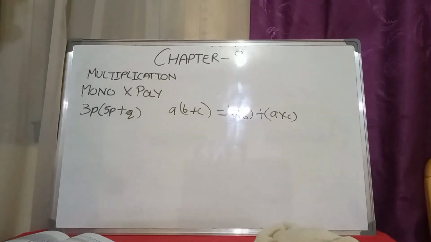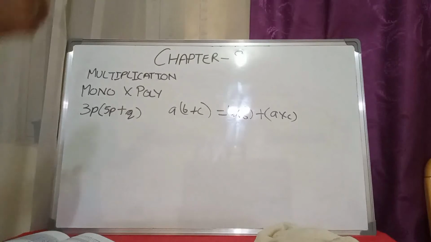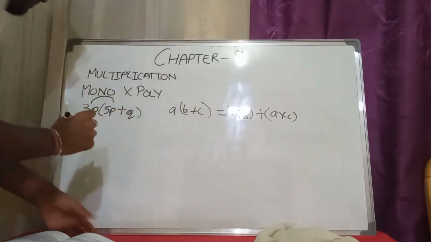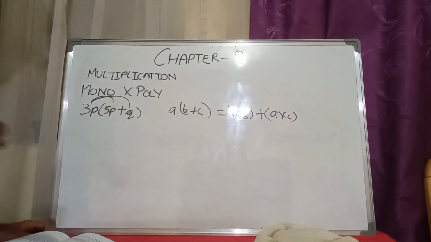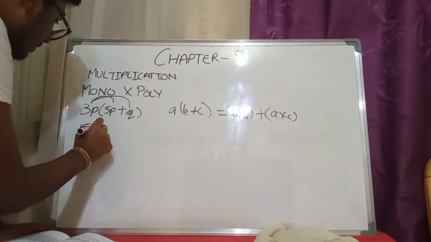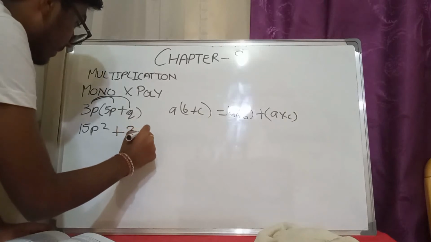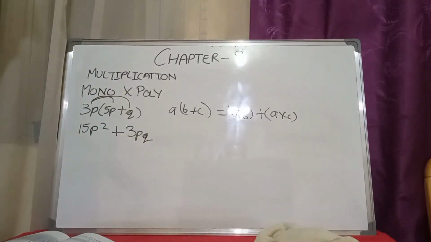Doing a similar thing, first we have to open these brackets. So opening the bracket simply means multiplying it. So for opening the brackets, we have to multiply 3p and 5p and then multiply 3p and q. So when we multiply 3p and 5p, we get 15p square. And when we multiply 3p with q, we get 3pq. So this is the answer that we get. This is the normal thing.